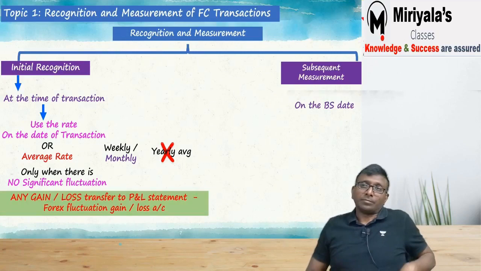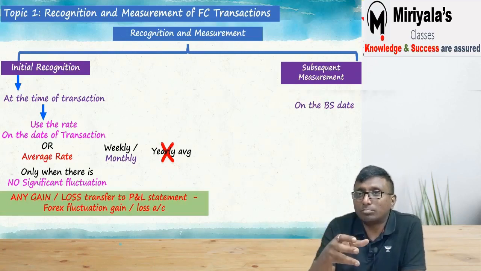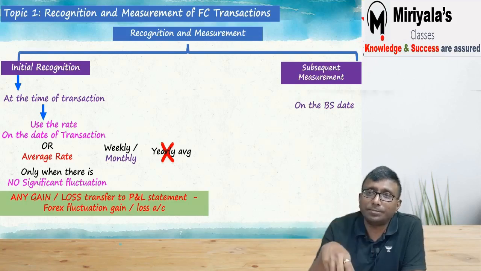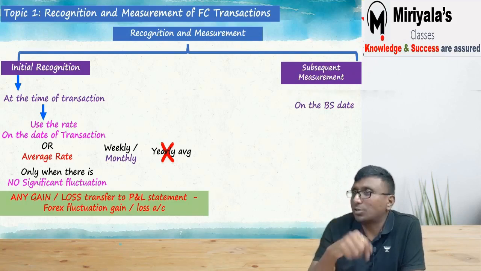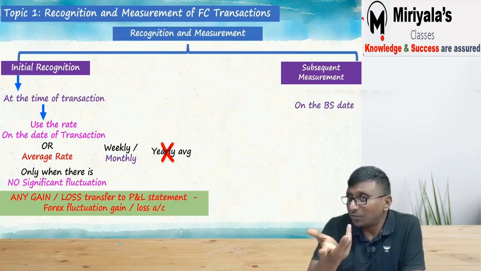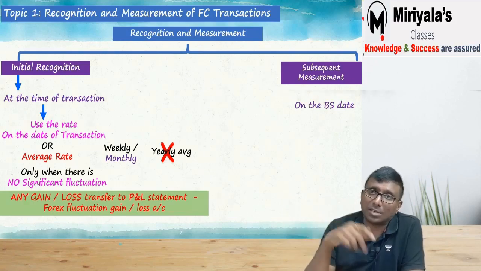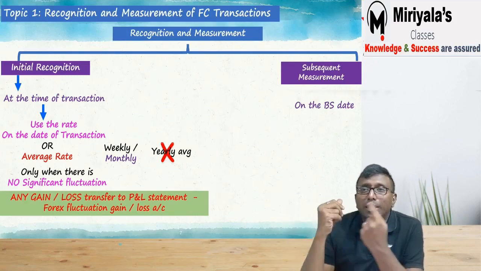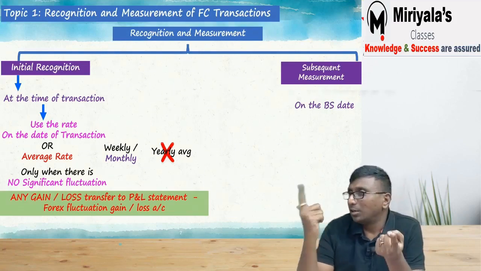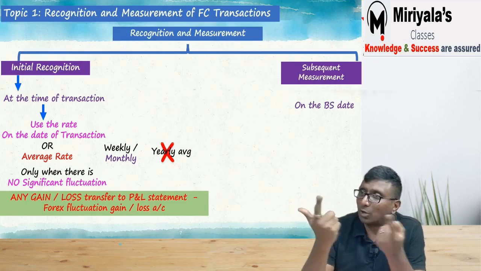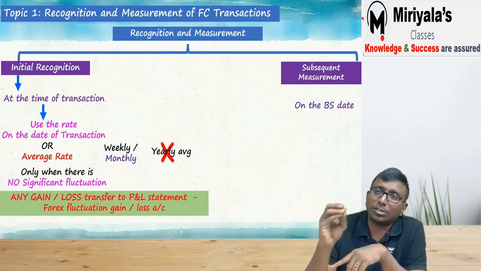Right, again. Any gain or loss? Today I sold goods. After 10 days, that guy paid me money. Selling goods in foreign currency is one transaction. Receiving the foreign currency is another transaction. Date of recording, correct? Selling is at one rate, receipt is at another rate. So obviously a difference will come. Close your eyes and just transfer it to the profit and loss statement.